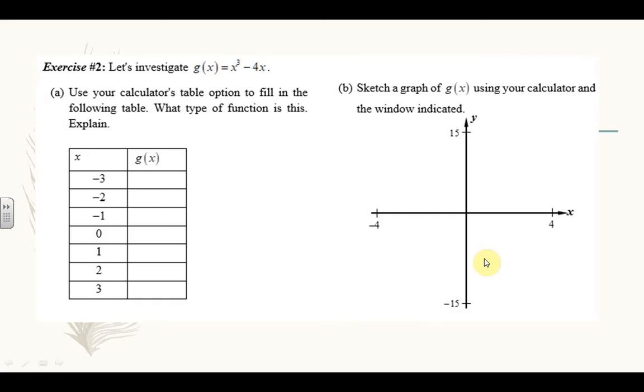All right, let's investigate. So we have a calculator's table options. We're going to fill out this table. We're just plugging and chugging essentially. -3, -2, -1, boom, boom, boom. Okay. So right there again, I'm seeing my opposites. I could have picked -2 and 2, -1 and 1, and I see that they're the same number but with opposite signs. So opposites is odd.